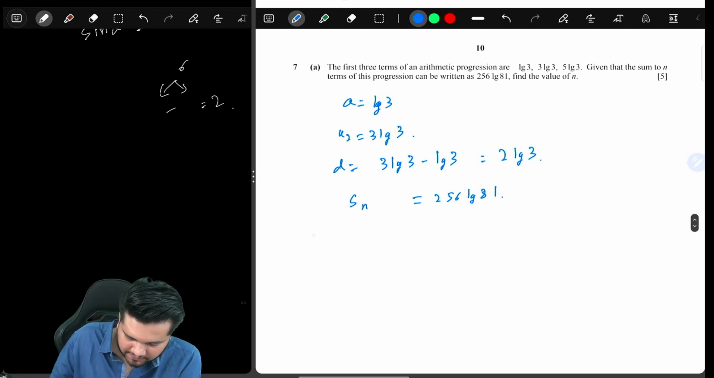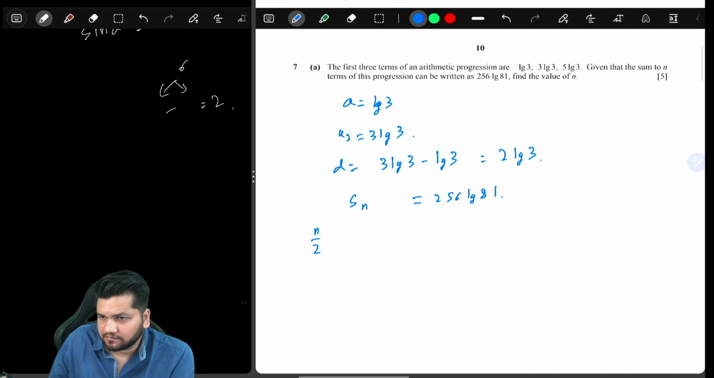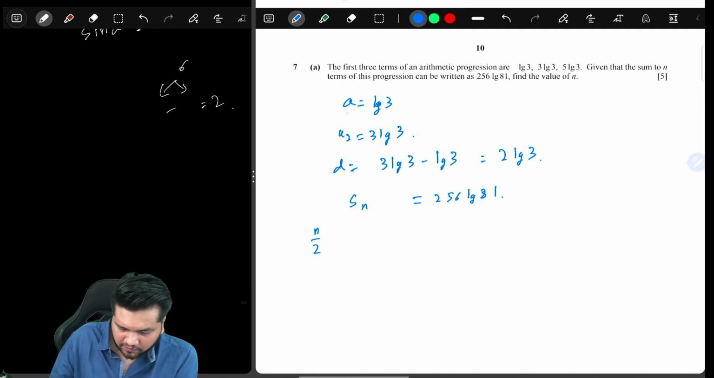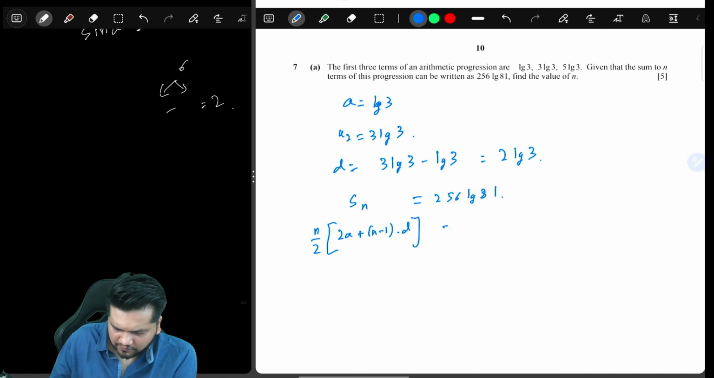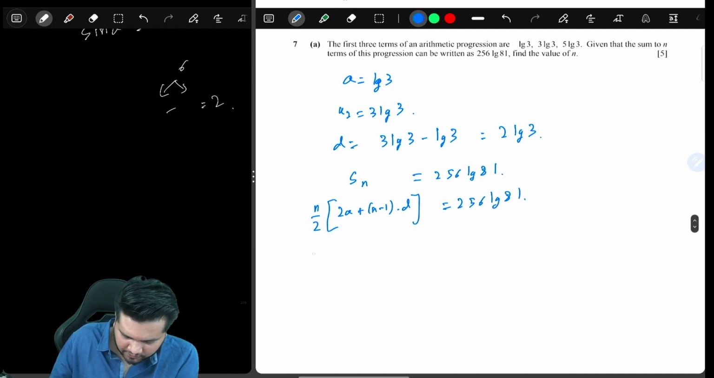And we know the formula for SN. It's going to be n by 2. Generally, I prefer first term plus last term. But here, since we know A and common difference D, we'll have to use the formula 2A plus n minus 1 into common difference D. Now, too many logs will be involved, so let's try. We need to find the value of n.